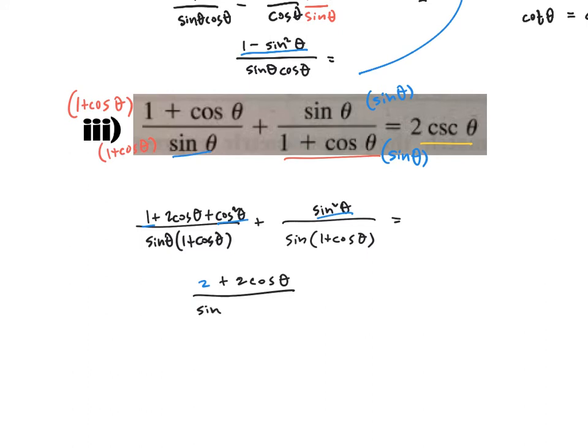over sine theta, 1 plus cosine theta. Now you might already see it, but I'm going to factor a 2 out of the numerator and something nice is going to happen.